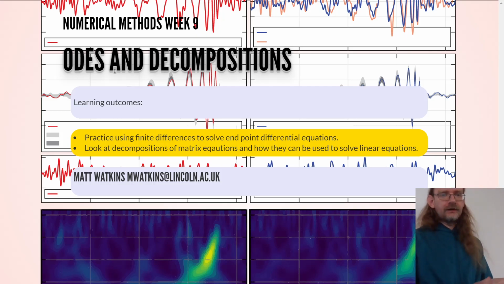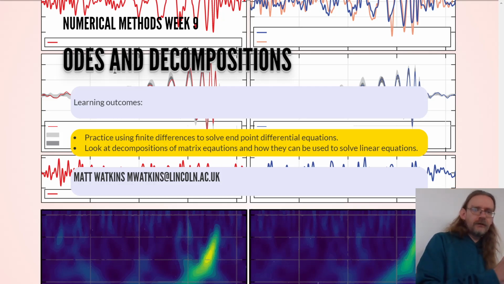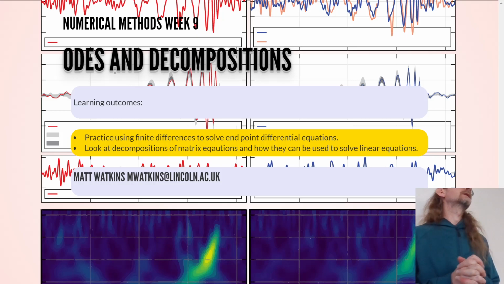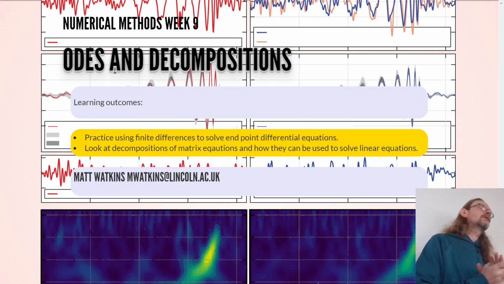So what we're going to try and do, if you remember, hopefully you do from the previous weeks, we solved lots of sets of linear equations. So what we're going to try and do this week is to convert an ordinary differential equation into a set of linear equations that we can solve. So this is a practical numerical technique.